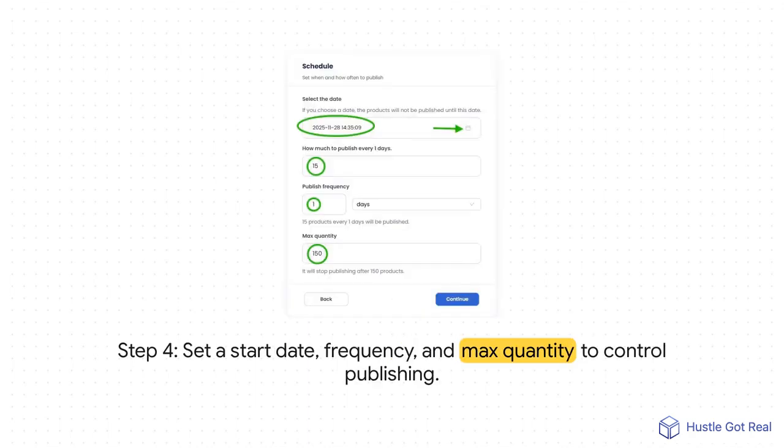In step 4, you literally become the master of time. You can tell it not to start until next week. You can decide to publish exactly, say, 15 products every day. And you can set a max quantity, which is basically a kill switch. You can tell it, hey, after you list 150 total products, just turn yourself off. You are in complete control.